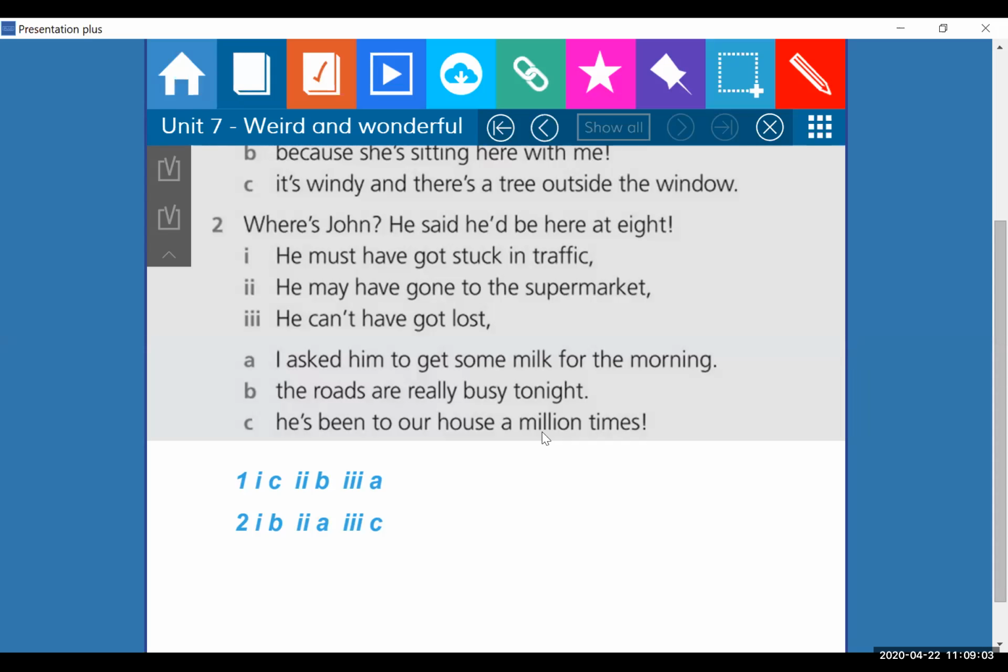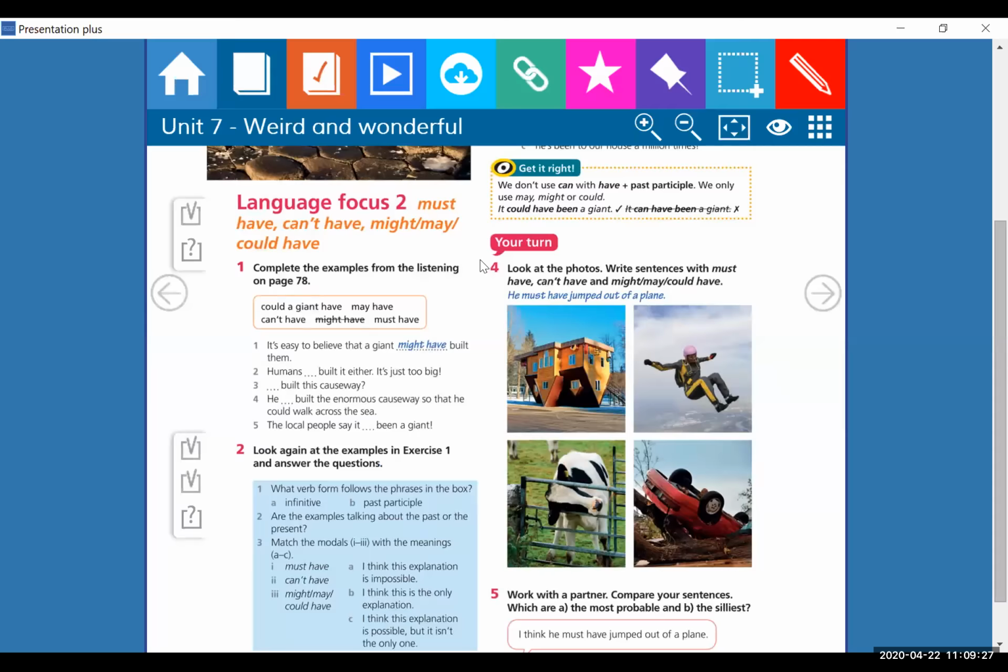Okay, and the first one, he must have got stuck in traffic. Why? Because the roads are really busy tonight. And these are all talking about speculation and deduction. Remember the word speculation and deduction, okay, regarding the past modal verbs.